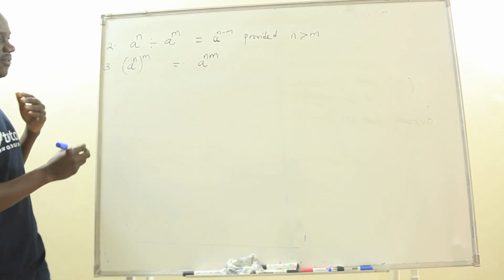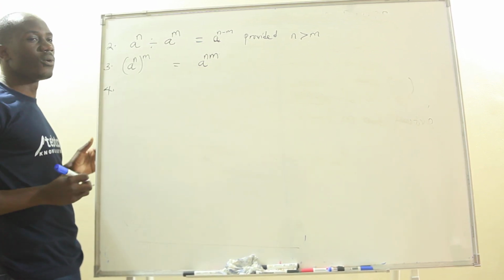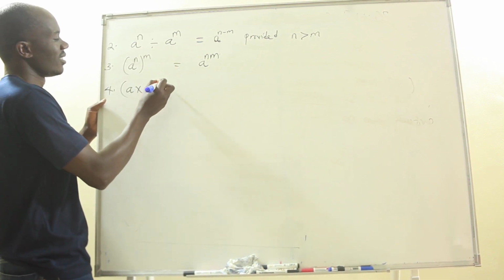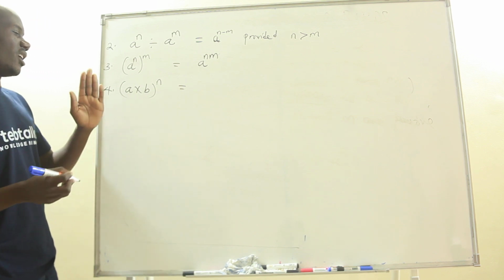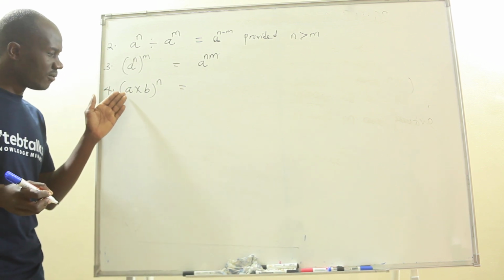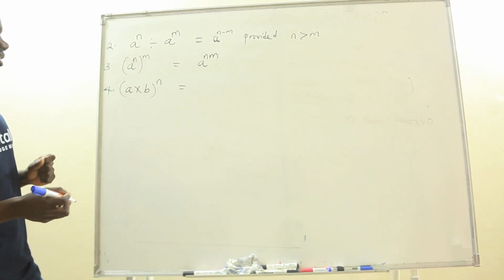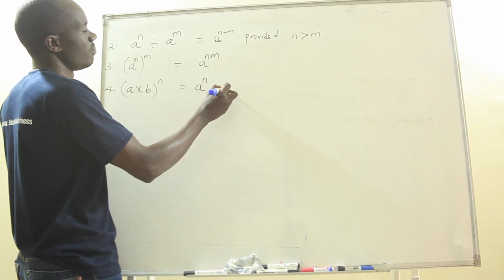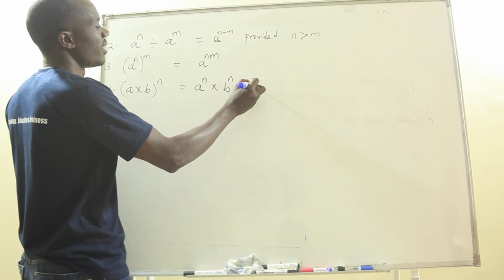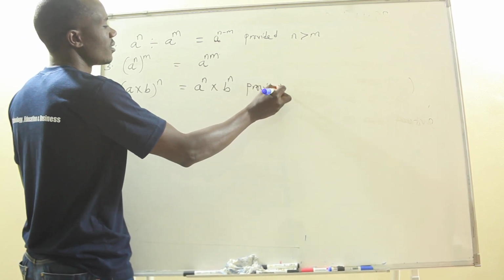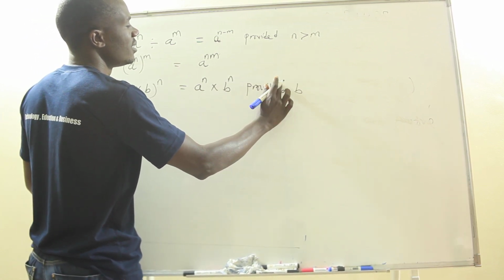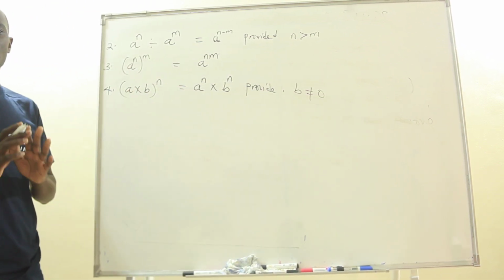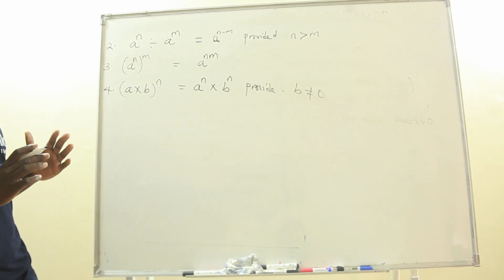So the fourth law is, if I have a times b, all power n, what happens with this? Every number inside has the power. So this is the same as a power n times b power n, provided b is not equal to 0. Because when b is equal to 0, the whole thing becomes meaningless.